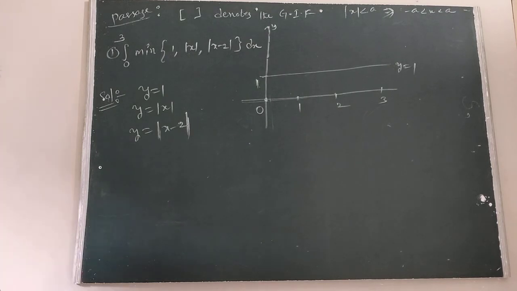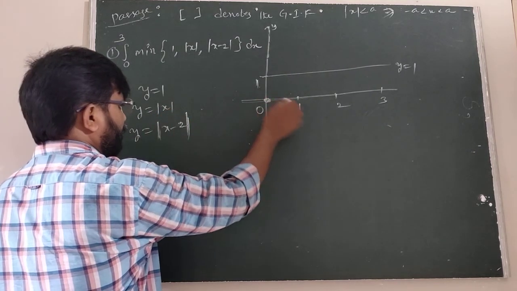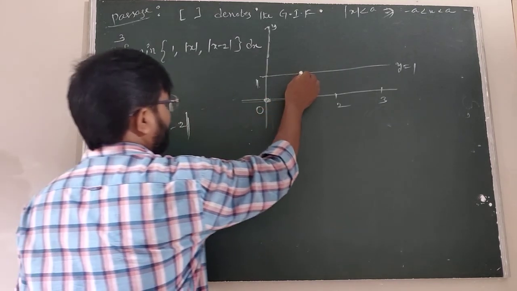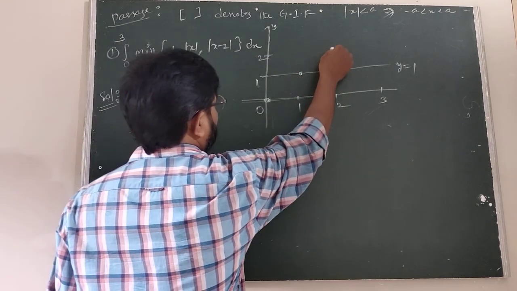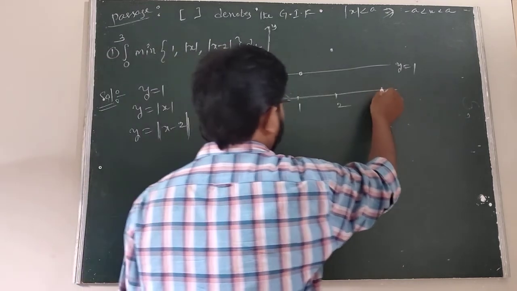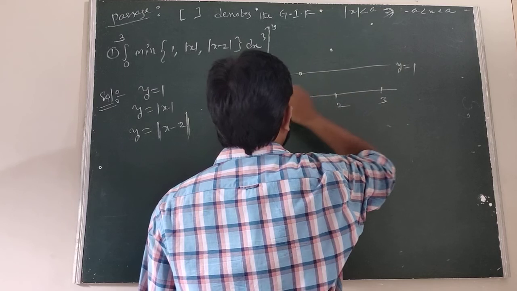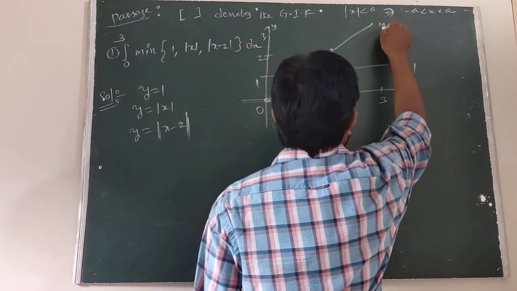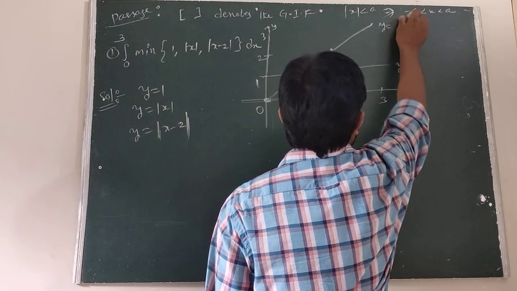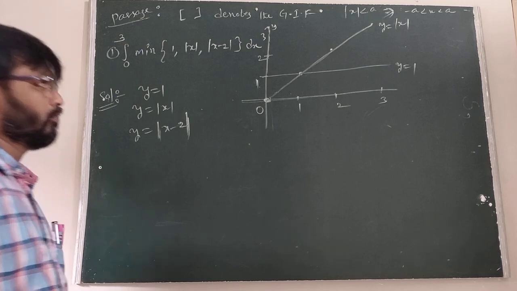Therefore, the next one is y equal to mod x. Suppose we are taking x equal to 0, y is also 0. x equal to 1, y is also 1. Suppose x equal to 2, y is also 2. Okay, x equal to 3, y is also 3. This is the mod x function, y equal to mod x.